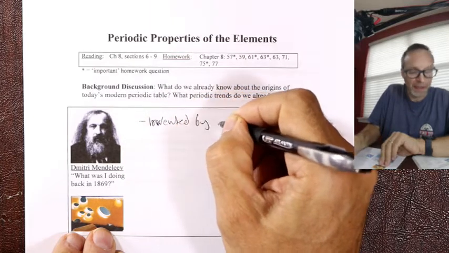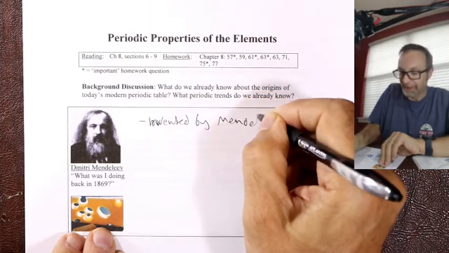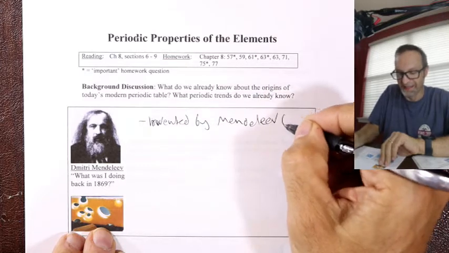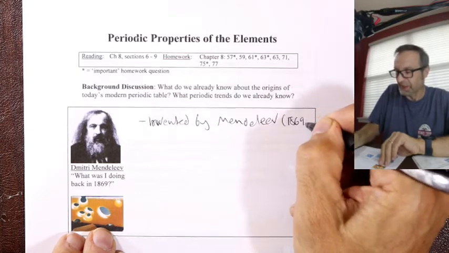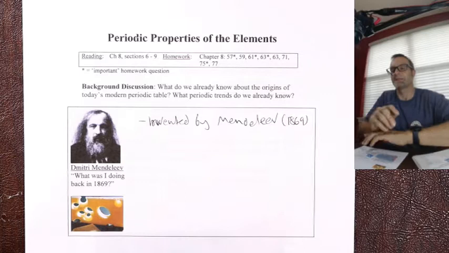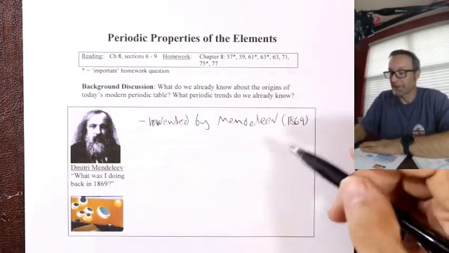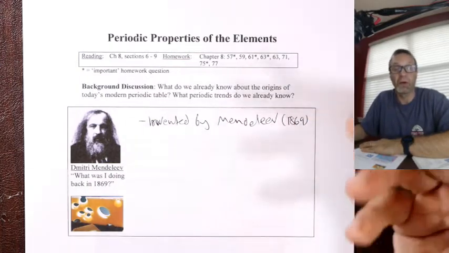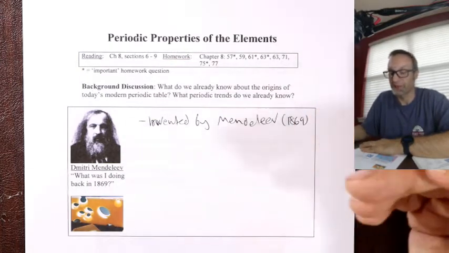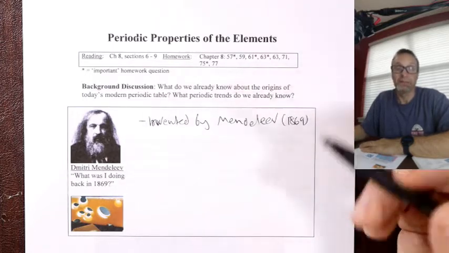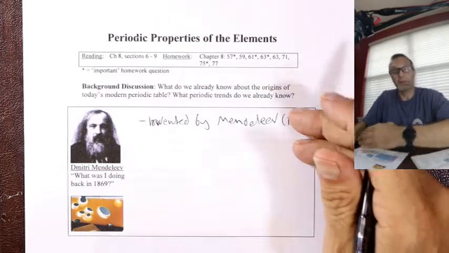Invented by Mendeleev, 1869. So the year is important, right? Because it's way before the proton, the nucleus, the electron, all things like that. They were discovered in the early 1900s. So a good 40 to 50 years before people started to look at what was inside an atom, Mendeleev created the periodic table. And we've already talked about it a little bit.